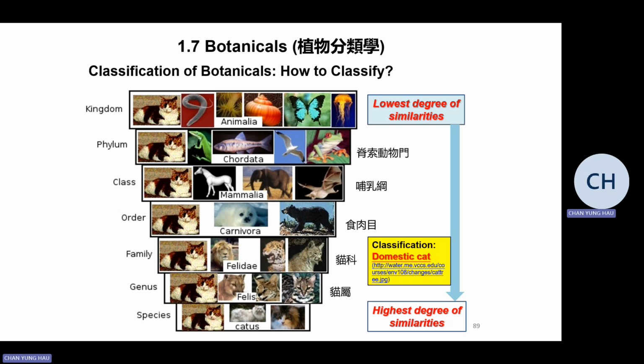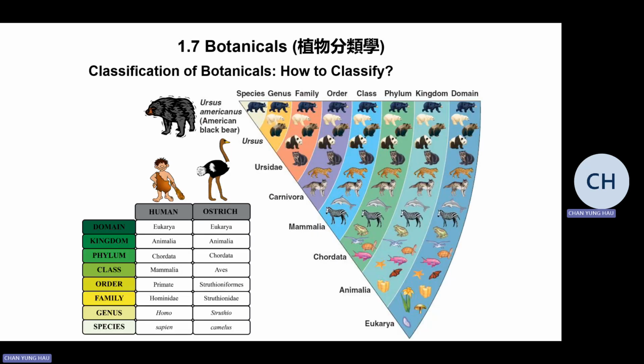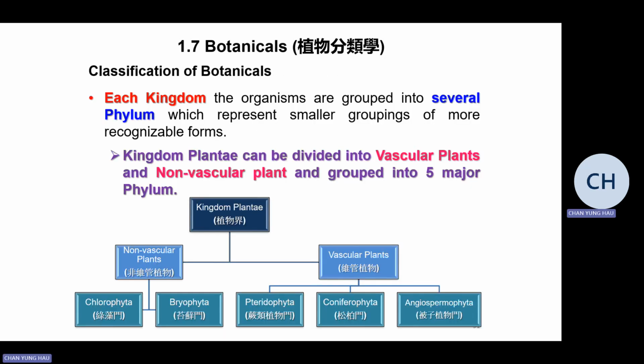For example, starting from kingdom up to species, it ranges from the lowest degree of similarities to the highest degree of similarities. For example, that is how humans are classified. In this system, each kingdom's organisms are grouped into several phyla.